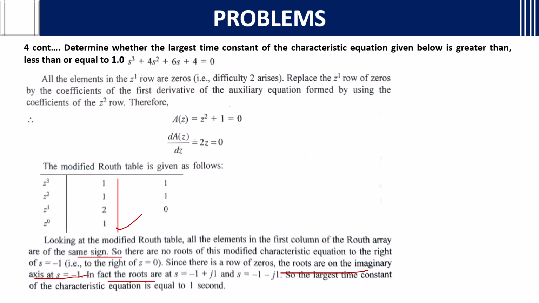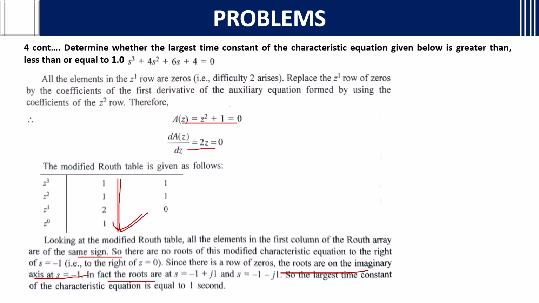See, what they have done here is that first they found the characteristic equation. They took the time constant, so in the place of s, they substituted z minus 1. After substituting z minus 1, you got a problem because the row is 0. So when you substituted the auxiliary equation, all the first column entries are positive. So there are no sign changes. What it means is there are no roots on the right half of the s plane, so the roots are on the imaginary axis.